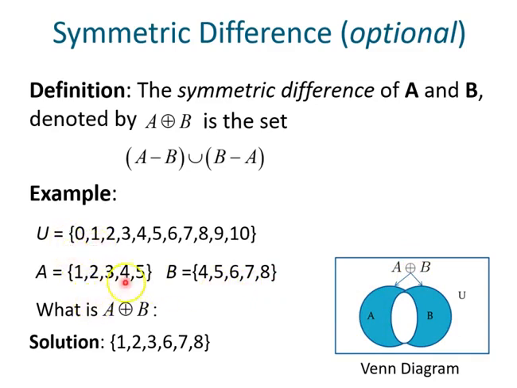And here, if A is this set and B is this set, then A circle plus B: the intersection here is 4 and 5. So everything else from the union is in the symmetric difference. So 1, 2, 3, 6, 7, 8.